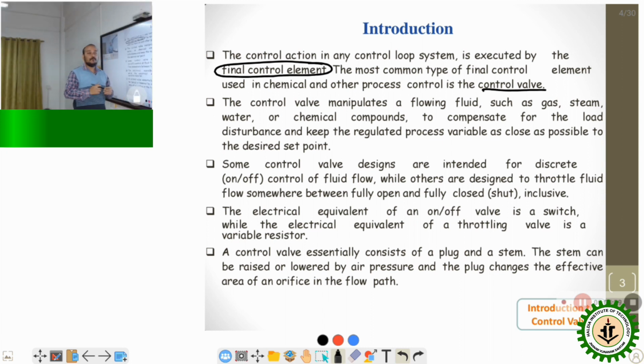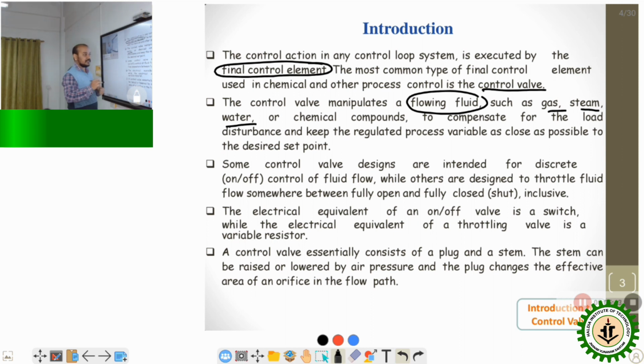And the control valve manipulates the flow of fluid in the industry, such as gas, steam, water, or any chemical compounds, to compensate for the load disturbance. That means if we deviate from the set point value, a load is given, and in that case the control action needs to be generated again. The controller gives the responsibility to the final control element, or control valve, and it makes the same error compensation actions again, and the process goes back to the set point. So that is the discussion of the final control element.